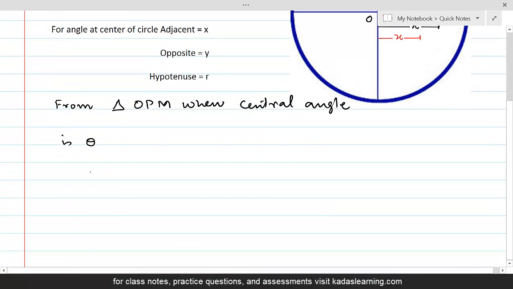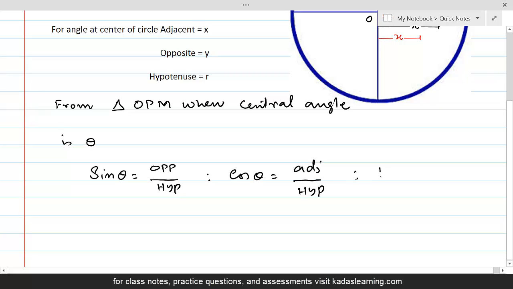Sine theta would be equal to opposite over hypotenuse, cos theta is equal to adjacent over hypotenuse, and tan theta is equal to opposite over adjacent.